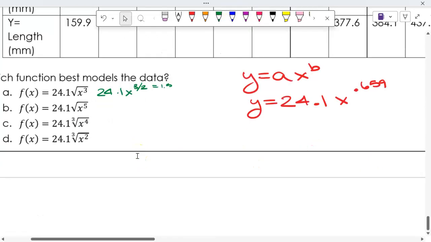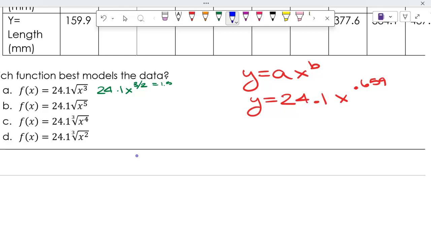Okay, so if I do B, again that's going to get me 24.1 times x to the 5, and again my index here is 2, so this is going to be 5 halves. Well, 5 halves, what is that as a decimal? That's 2.5. Okay, definitely not going in the right direction. That's not the one I need. All right, let's try this next one. 24.1, and this written as a fraction would be 4 thirds. Okay, 4 thirds as a decimal is 1.3 repeating. Okay, we're getting closer than 1.5. All right, let's try this last one.